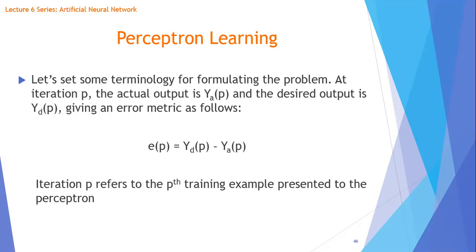At any iteration step you have a desired output and an actual output which your network is giving to you, and the difference between the two gives the error. Ideally, you want this error to become zero for all the training instances you have in your training set.